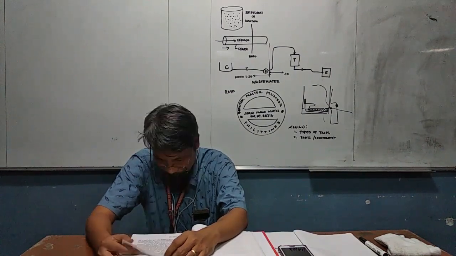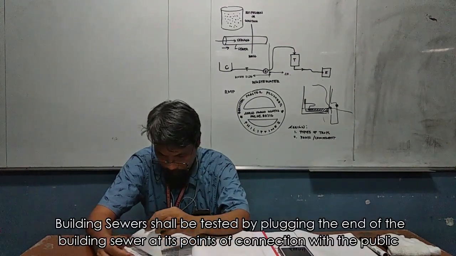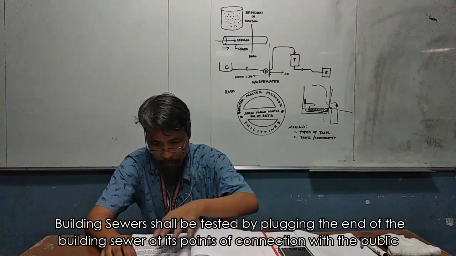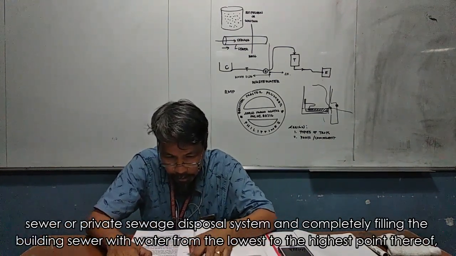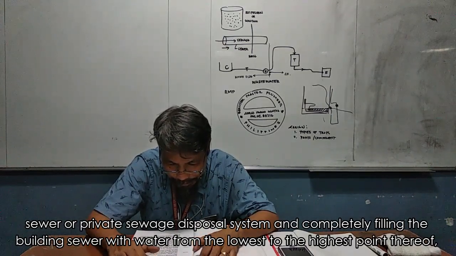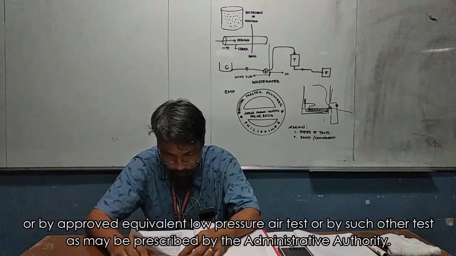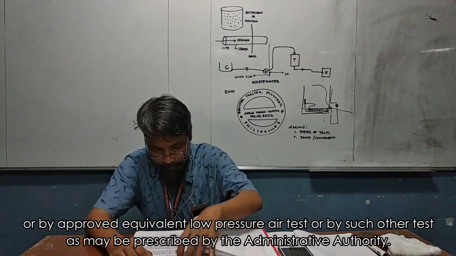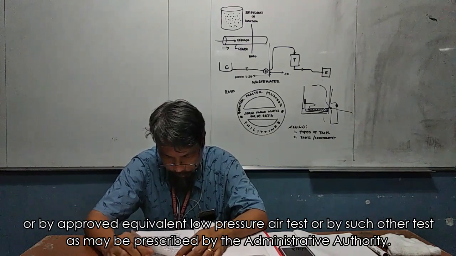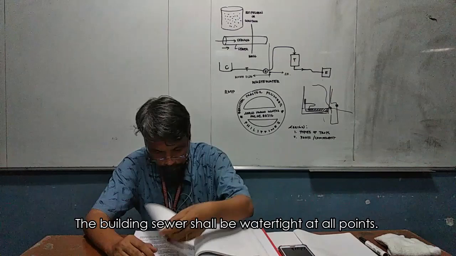The next test is all about building sewer tests. Building sewer shall be tested by plugging the end of the building sewer at its point of connection with the public sewer or private sewage disposal system and completely filling the building sewer with water from the lowest to the highest point thereof, or by an equivalent low pressure air test, or by such other tests as may be prescribed by the administrative authority. The building sewer shall be watertight at all times.